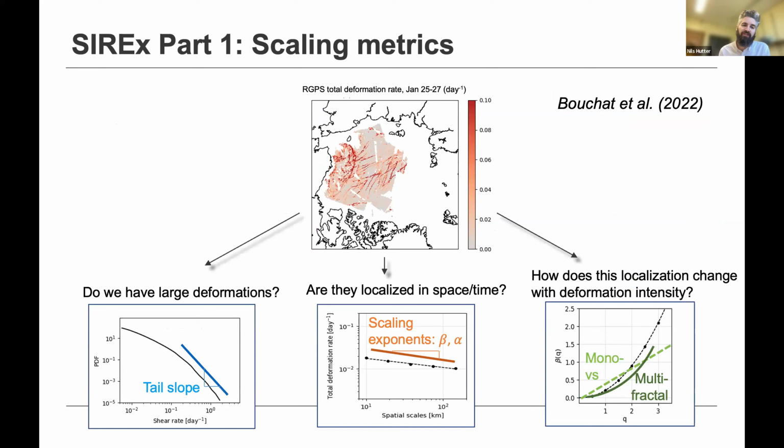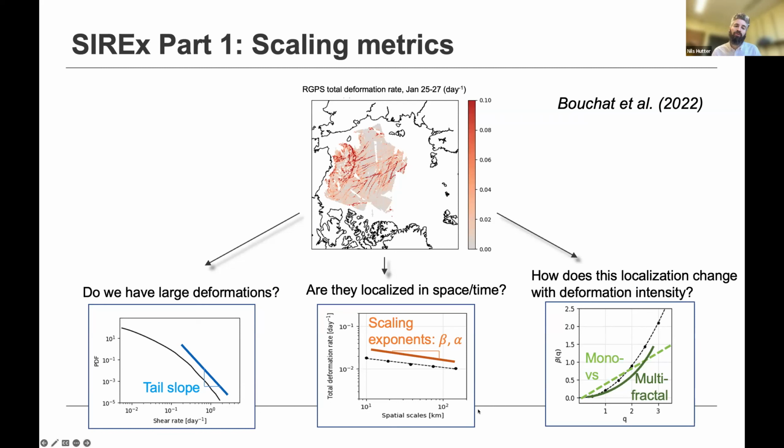So the first part of SIREx is about scaling metrics. That is work that Amelie did and is published in her SIREx paper. And basically what we're doing there is we're taking the deformation field, and then we want to ask different questions on the deformation physics. So first we can look into the PDF of deformation rates and basically check how large deformation rates can get. Can we reproduce these really high deformation rates that we observe in LKFs?